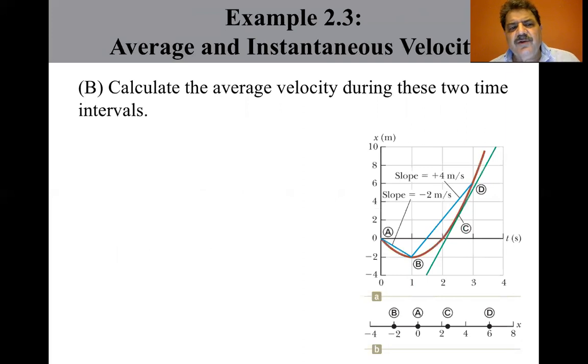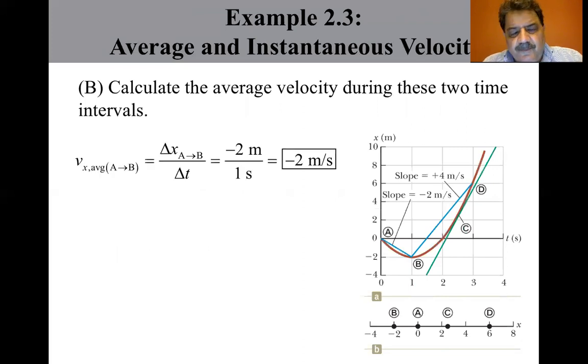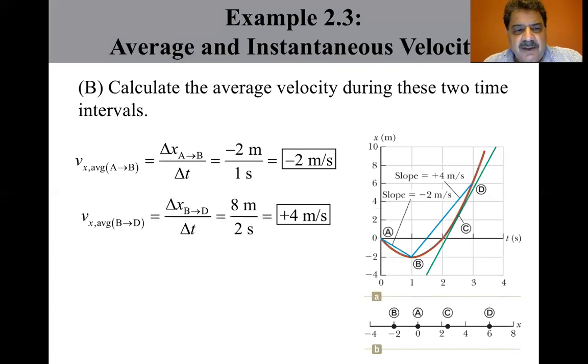Now, calculate the average velocity during these two intervals. In the first time interval, use this equation with delta t equals t final minus t initial equals tB minus tA equals 1 second. The average velocity is the -2 meters divided by 1 second. That's -2 meters per second. In the second time interval, delta t equals 2 seconds, and you'll see that it's +4 meters per second. These values are the same as the slopes of the blue lines joining these points in the graph. The slope equals -2 meters per second from A to B, and +4 meters per second from B to D.